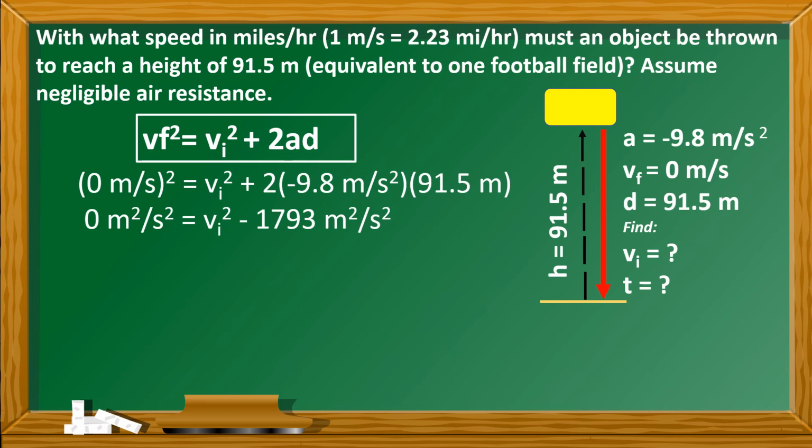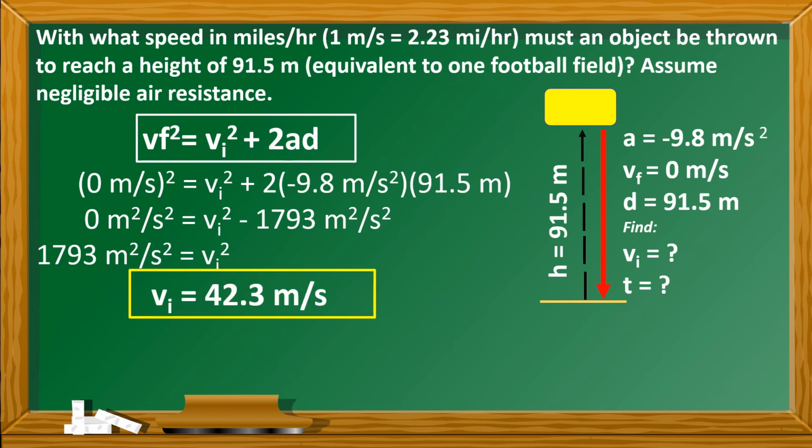0 meters squared over second squared is equal to initial velocity squared minus 1,793 meters squared over second squared. Simplifying the equation, we'll get initial velocity squared is equal to 1,793 meters squared over second squared. We have to get the square root of both sides to cancel out the squares. So initial velocity would be equivalent to 42.3 meters per second.